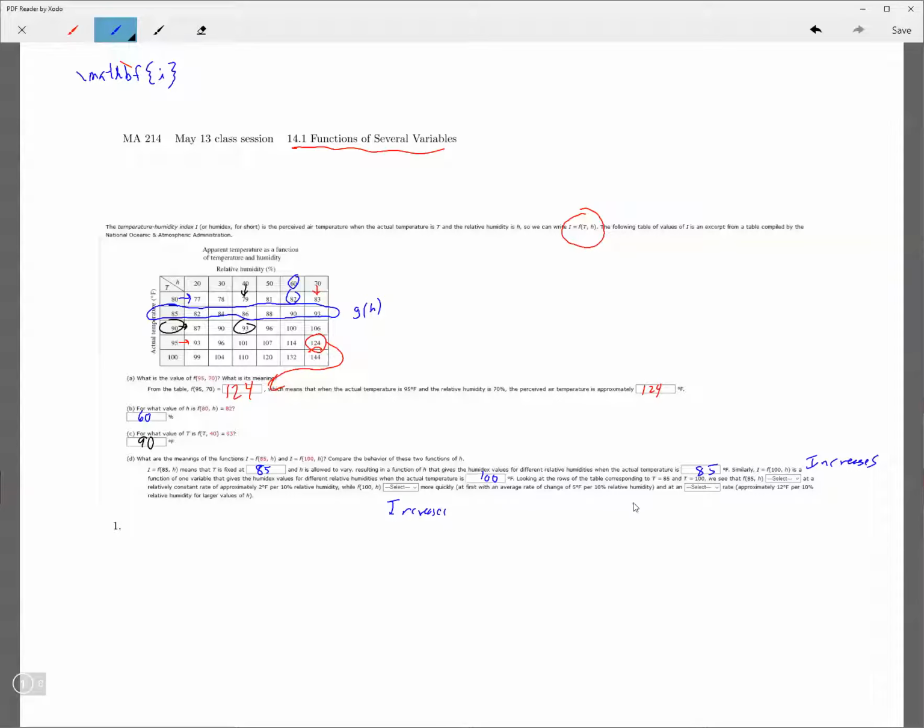At first with an average of 5 degrees and at an increasing rate, right? So not only is the actual number increasing, but the rate at which it's increasing is also increasing. Which means concave up, right? That's the second derivative. Okay, so that's number 1.